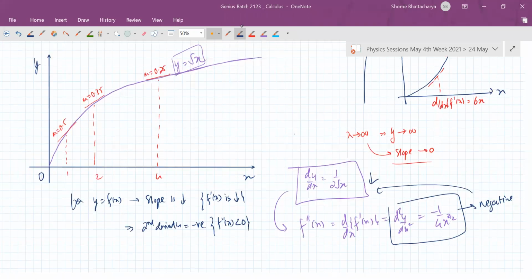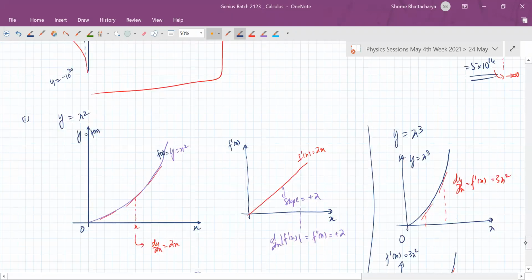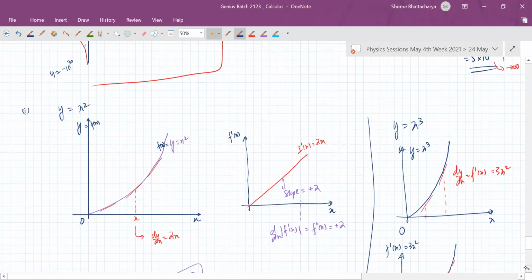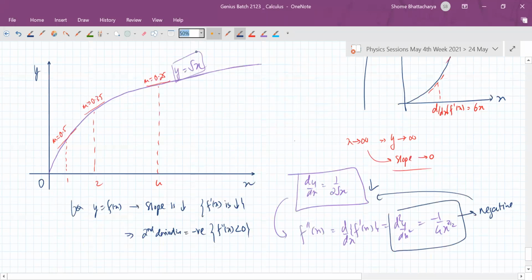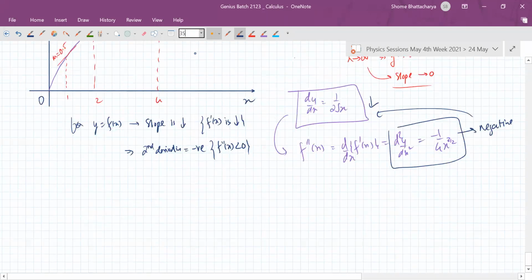Yes, Nishchay. Sir, how can we visualize this? I mean, the rate of change. So see, one way is directly in front of you. You can see the difference between the trend of the graph y equal to x square and the trend of the graph y equal to root x.